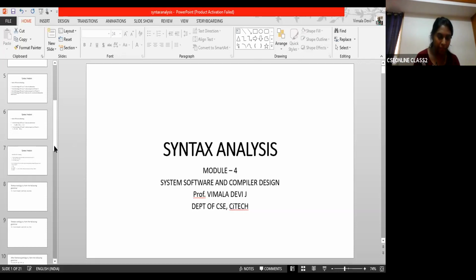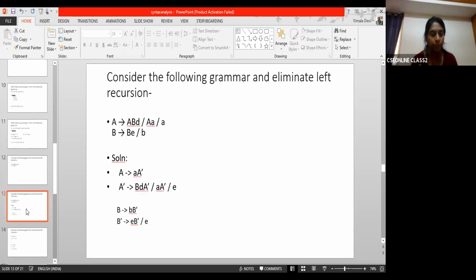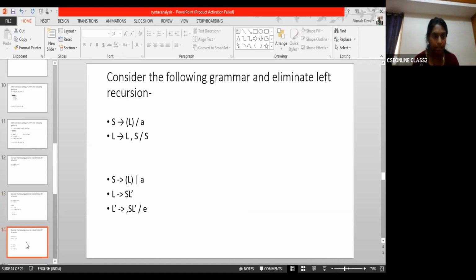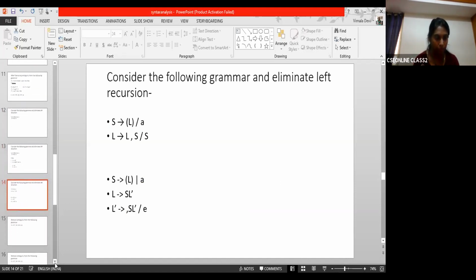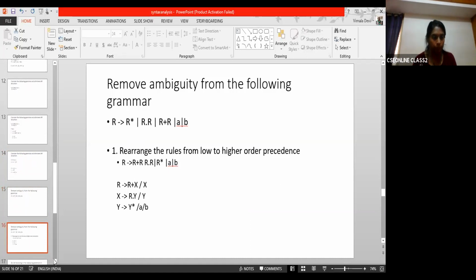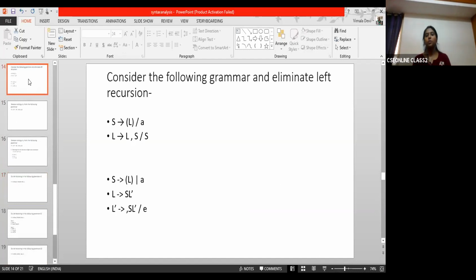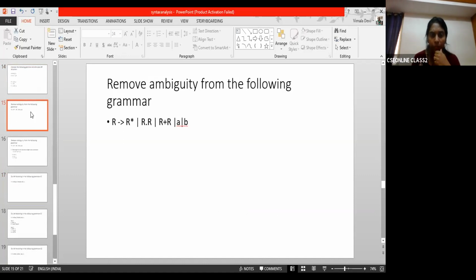That day itself, I had given a problem. I don't know how many of you tried to solve it. Let us see that problem now. I had given an expression grammar that day along with the exponent operator. I don't know how many of you solved it. Anyhow, we discussed the solution at the end. Now take down this question.